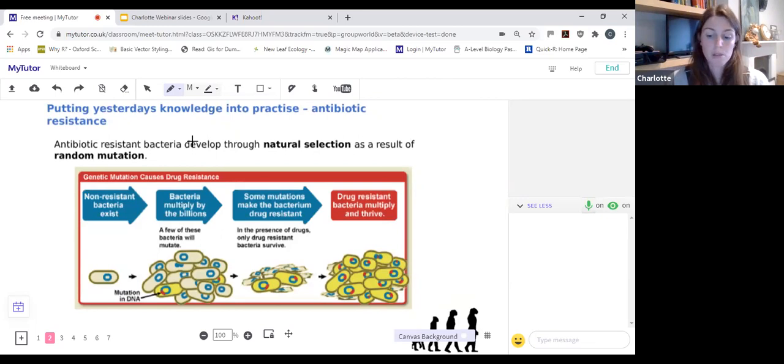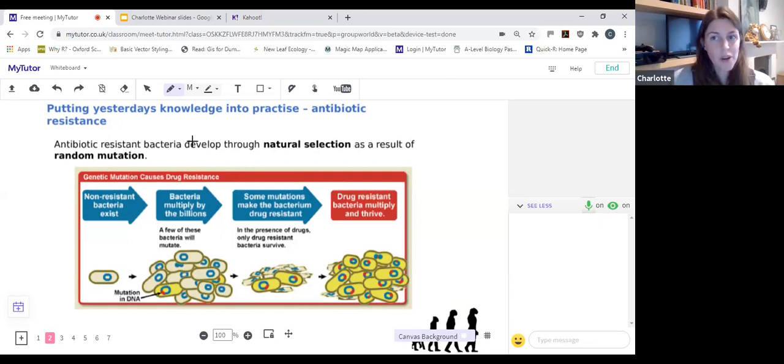Then we talked about evolution by natural selection, so how that variation within a population allows some individuals to be better adapted to their environment than others, and then how that means that those individuals are more likely to survive and to reproduce. And therefore, those characteristics that are an advantage to that organism get passed on to the next generation.